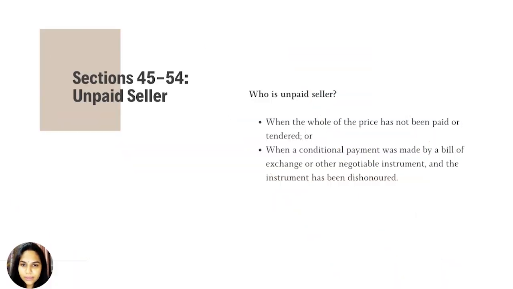The next important concept which comes under the Sale of Goods Act is the unpaid seller, the provisions related to which are covered from Section 45 to 54. But firstly, let us understand who is an unpaid seller, right? A person is considered to be an unpaid seller when the whole of the price has not been paid to the seller, or when the conditional payment was done by bill of exchange or other negotiable instrument and the instrument has been dishonored. So these are the 2 situations given under Section 45, and when the seller faces this kind of situation, he is known as an unpaid seller.